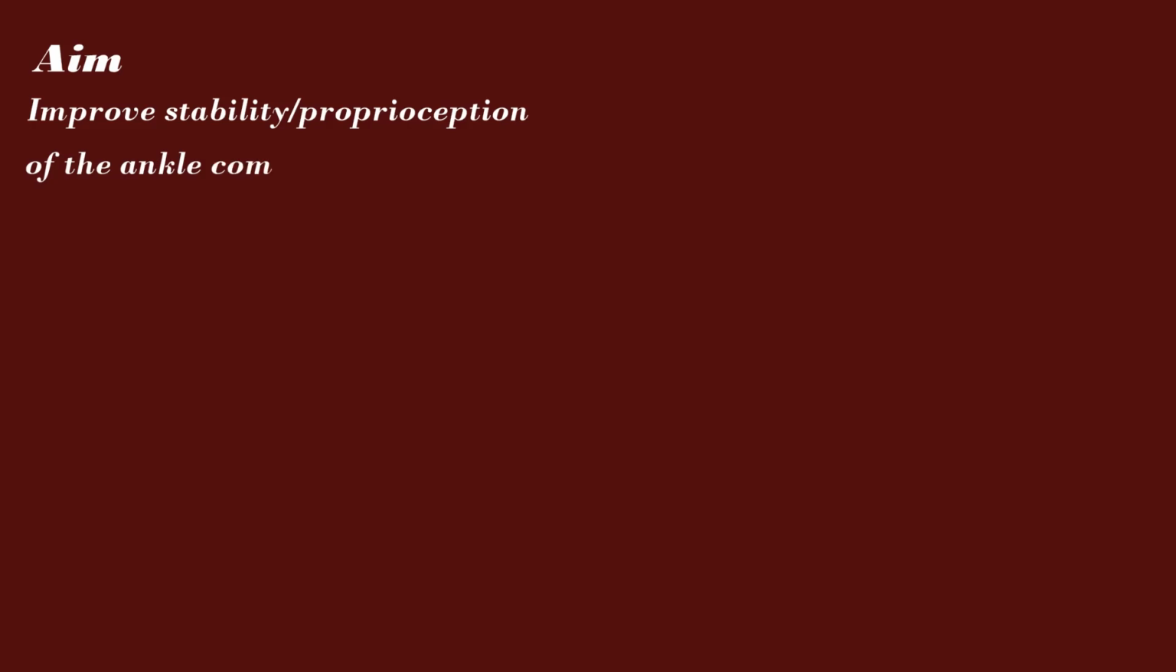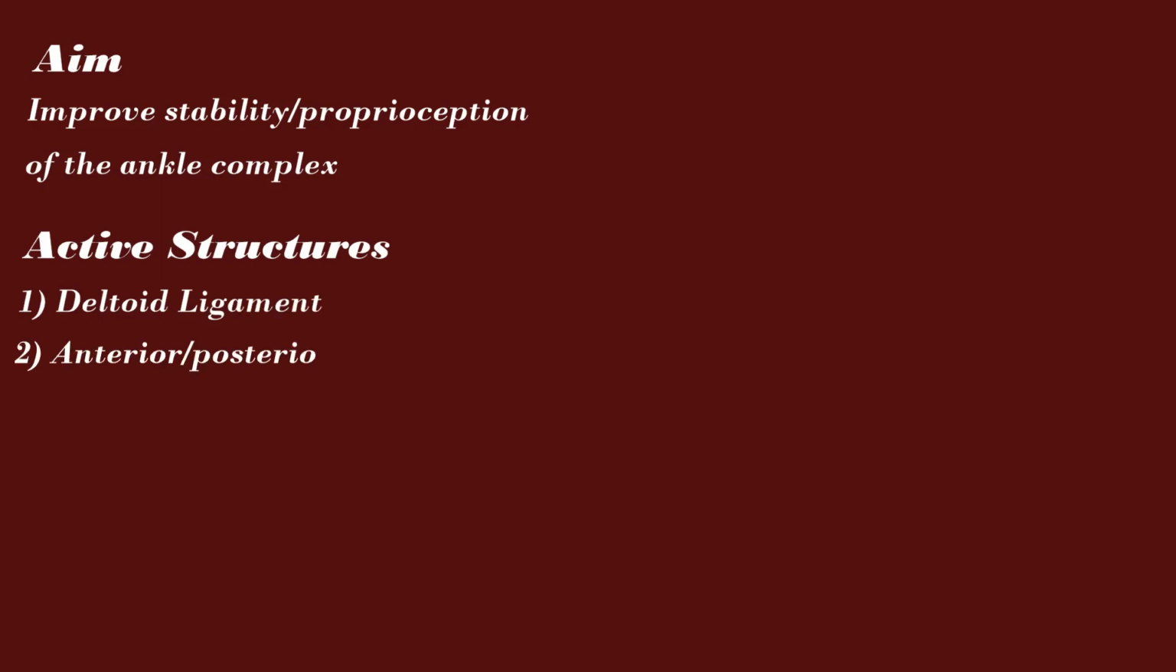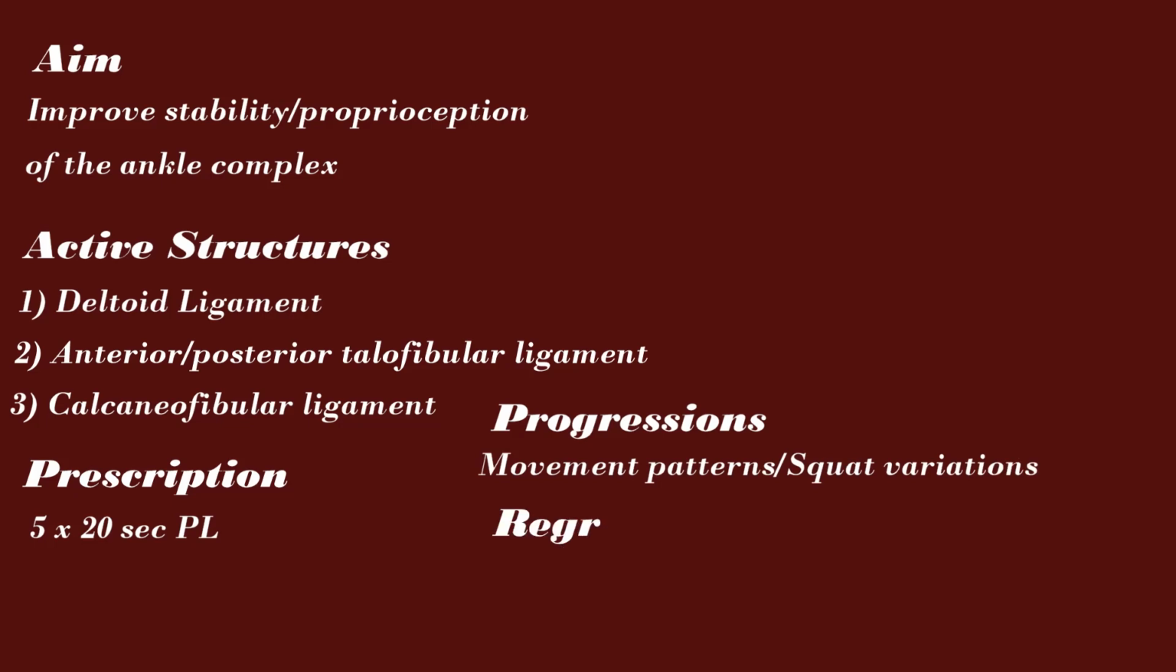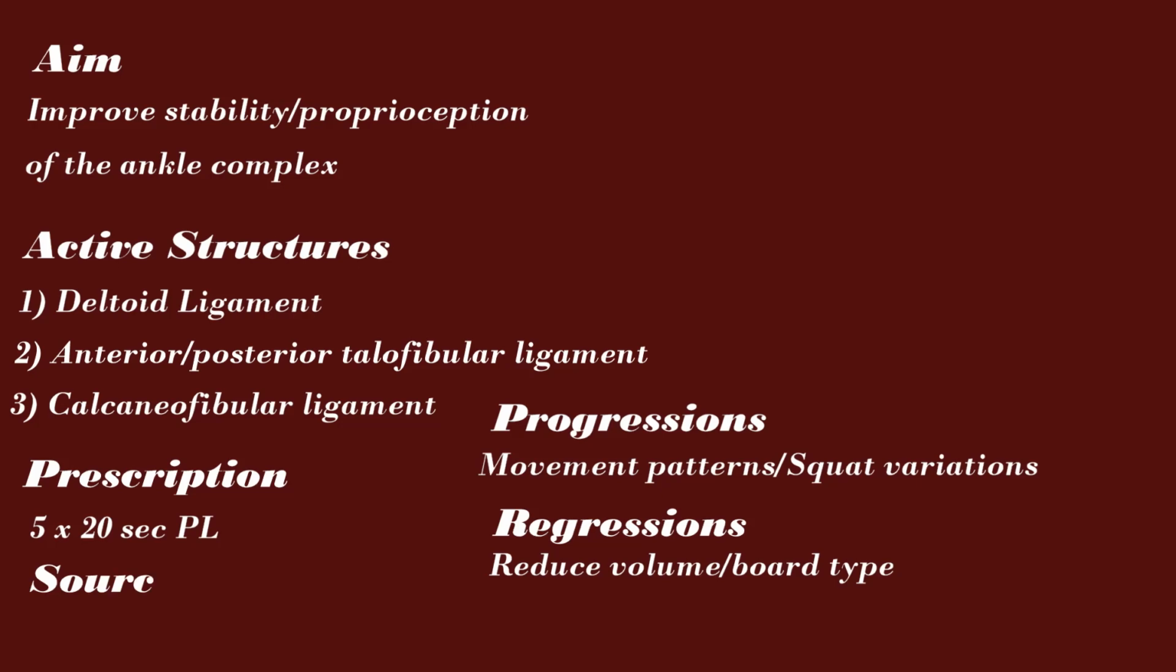The wobble board balance. The aim of this exercise is to improve the stability and proprioception of the ankle joint. Active structures of this exercise include the deltoid ligament, anterior and posterior talofibular ligament, and the calcaneofibular ligament. Prescription of this exercise is 5 sets of 20 seconds per leg, with progressions including different movement patterns and squat variations, and regressions including reduced volume and board types.